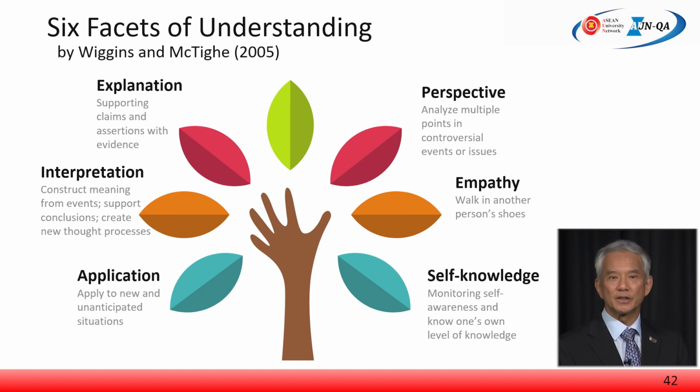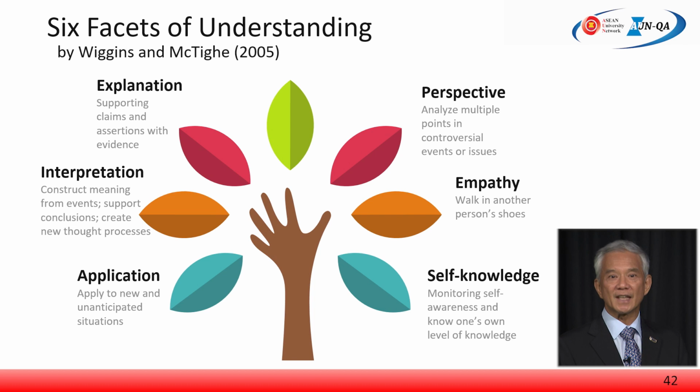Consider the terms used. The perspective facet means to understand a subject matter, an event, or an issue from multiple points of view. Having empathy means to be able to walk in another person's shoes. Self-knowledge or self-awareness is really understanding how we learn and knowing whether or not we are progressing in our learning.